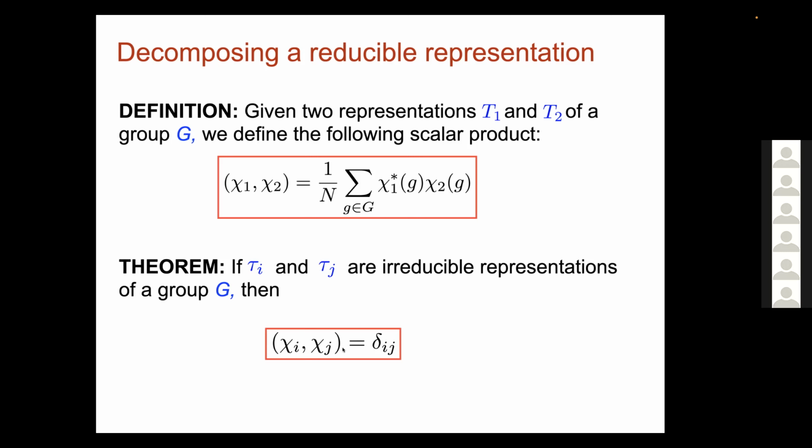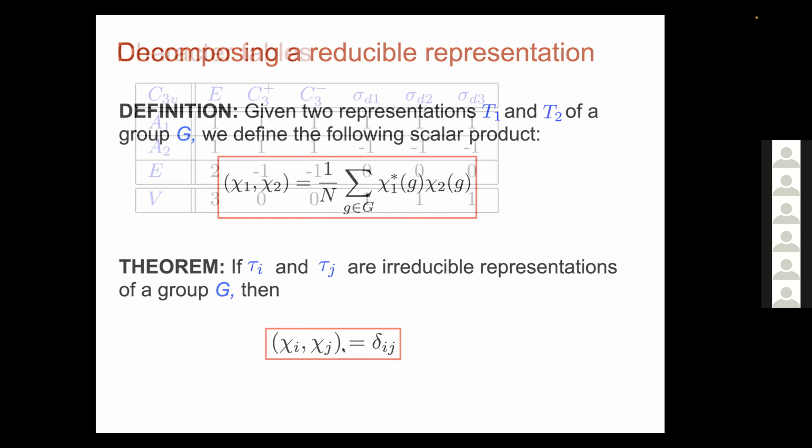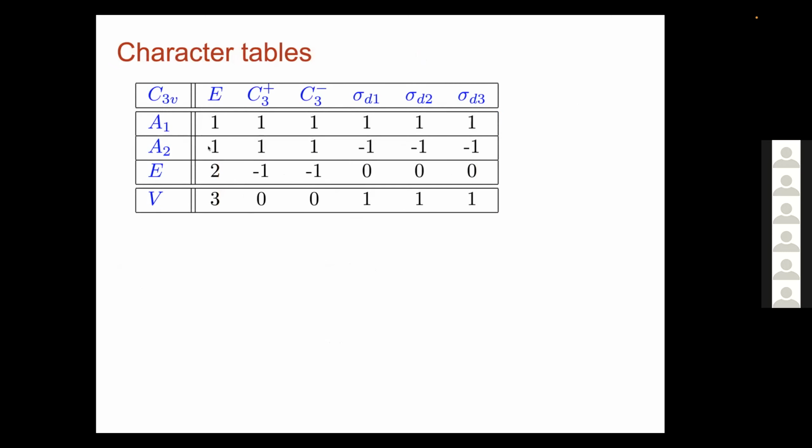Is that clear? So let's check it. For instance, you take this as a vector, and you take this as a vector, you take the ordinary inner product. In this case, these are real representations, so I don't have to take the complex conjugate. You see that this vector is orthogonal to this one. This one is orthogonal to this one.